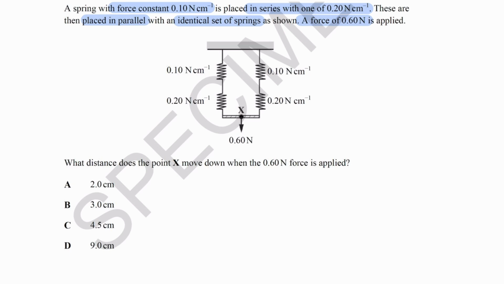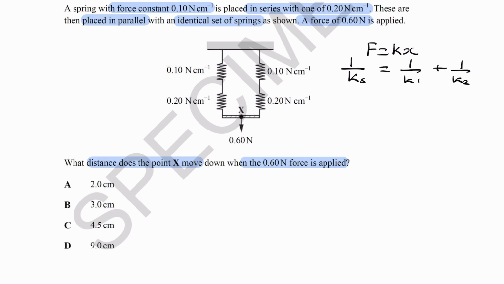What distance does the point X move down when the 0.6 newton force is applied? So we want to use F is equal to Kx. But to do so, we have to work out the overall spring constant. So for the springs in series, we can use this equation: 1 over the total spring constant for those in series is equal to 1 over K1 plus 1 over K2.